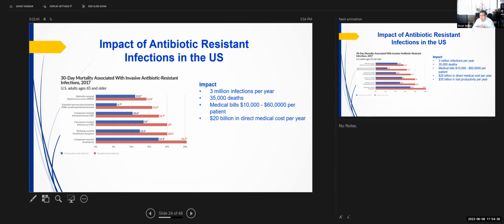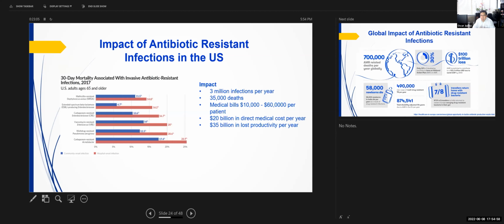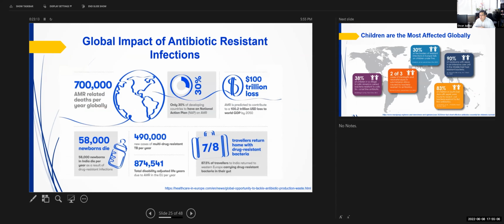bill? We're talking about a loan. You need to take a loan in order to pay your medical bills. Is that the situation that we're facing? All of this adds up to $20 billion in direct medical bills per year, and $30 billion in lost productivity per year in the US alone. So this is the situation in the US. In the world, the situation is even worse.